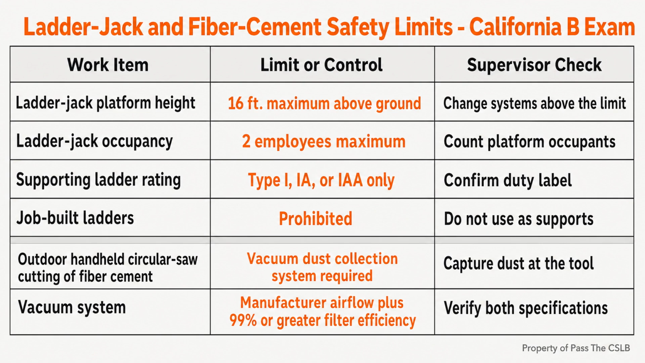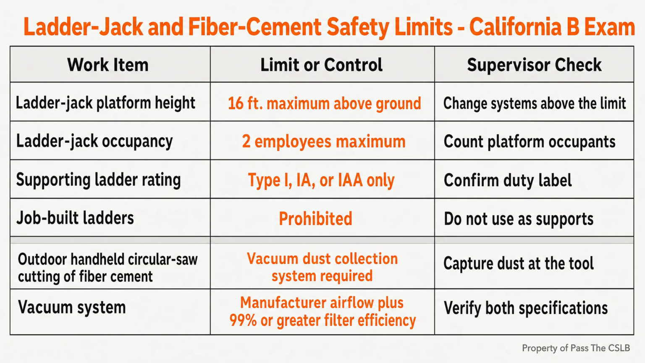For fiber cement siding, cutting out doors with a handheld circular saw requires a vacuum dust collection system attached to the tool. The system must provide the airflow recommended by the manufacturer and use a filter with at least 99% collection efficiency. The important supervision distinction is engineering control versus personal protective equipment. A disposable mask by itself is not the same as capturing dust at the saw. The source-backed requirement identified for this task is the vacuum dust collection system.